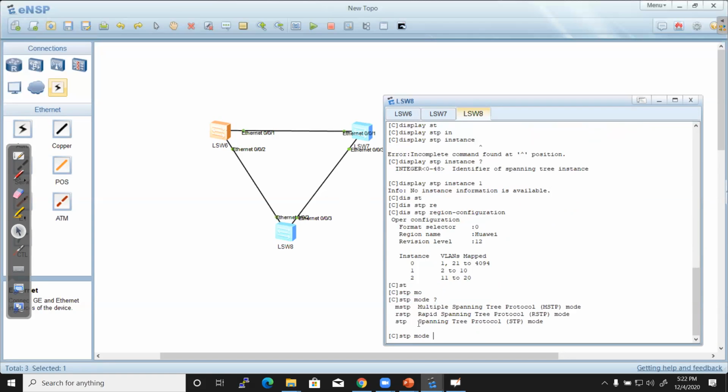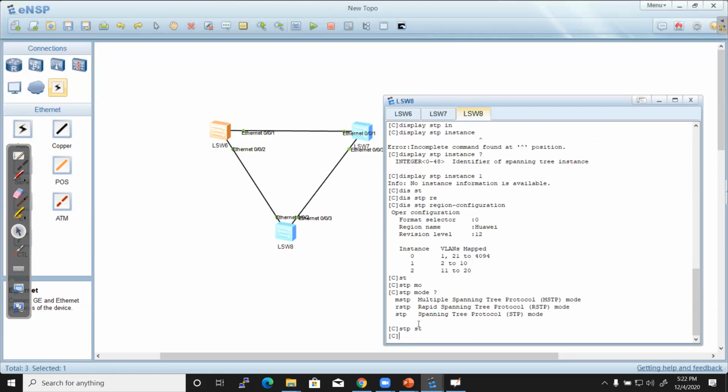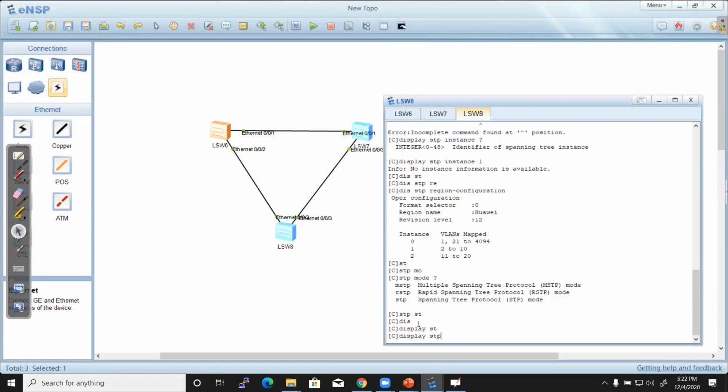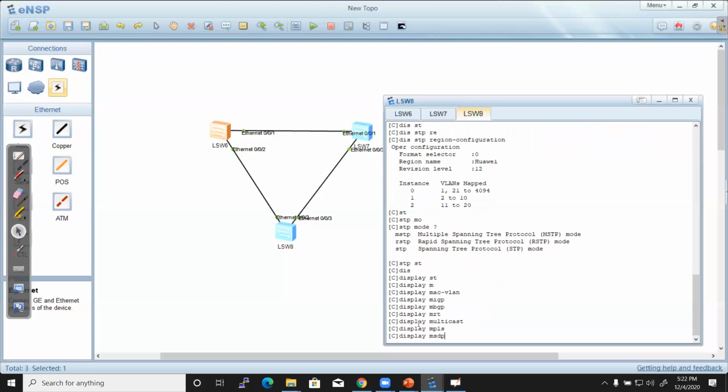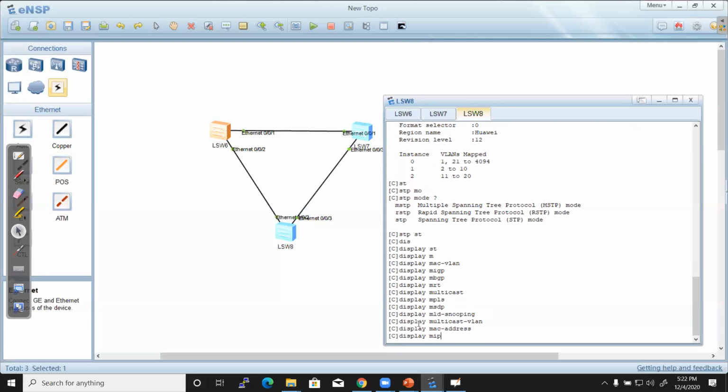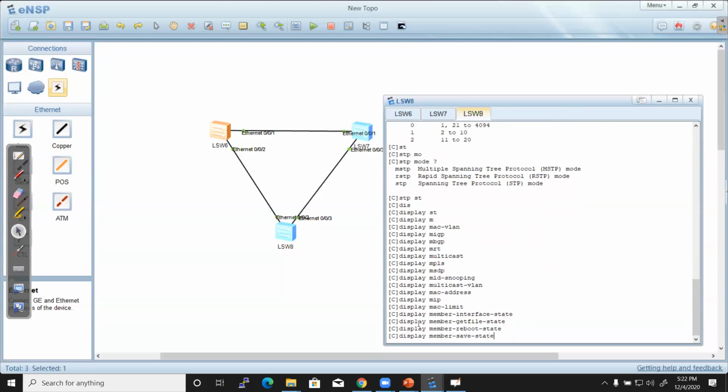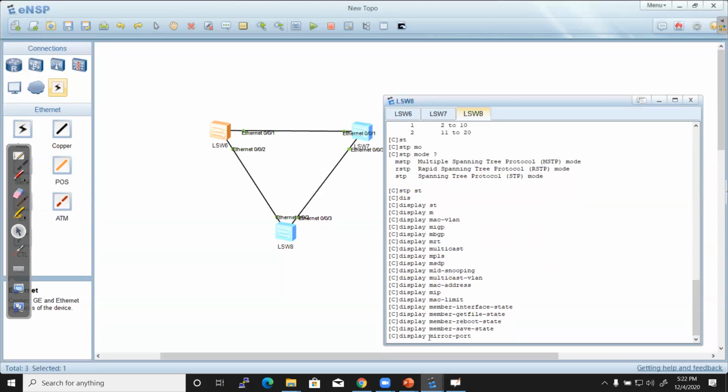But whenever you want to verify any configurations about the RSTP or MSTP, you will always say display STP. There is no command like display MSTP. You can see there are multiple commands starting from M, but you will never find any command starting with MSTP. All right.